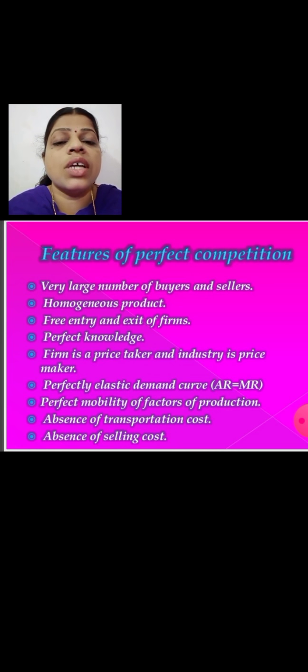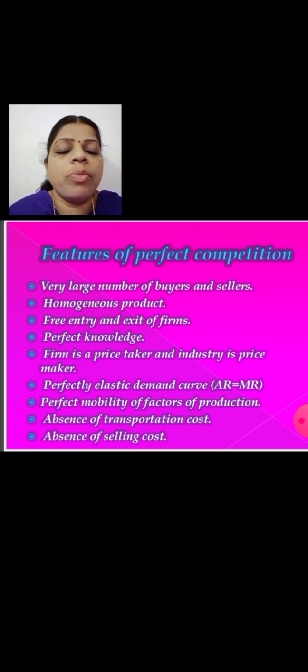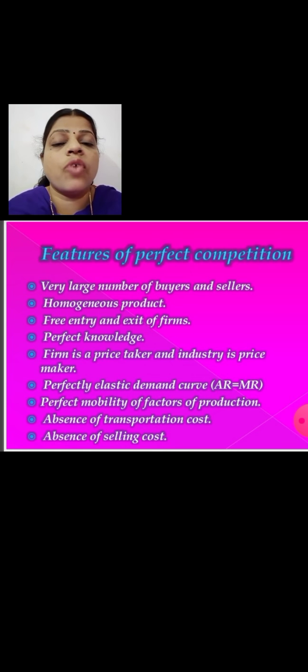The next one is perfect mobility of the factors of production. We know the four factors of production required for the process of production. Among these factors, perfect mobility is there, which means they can move from one place to another.